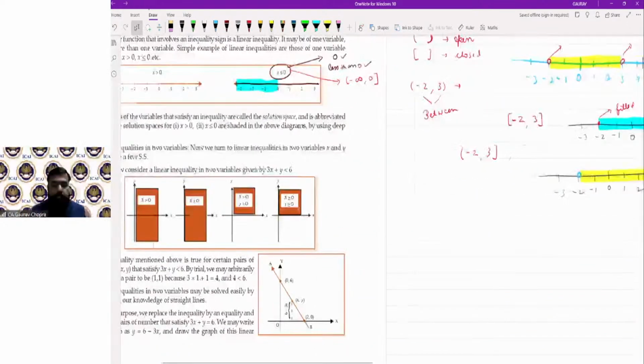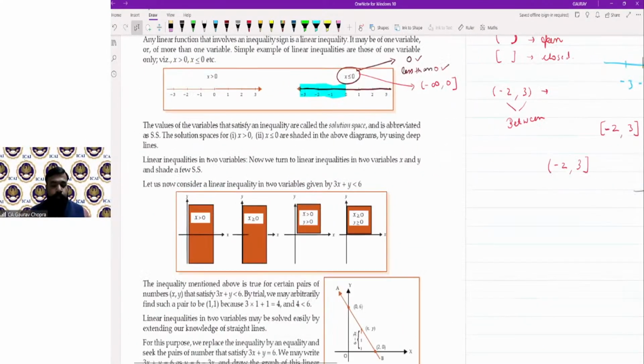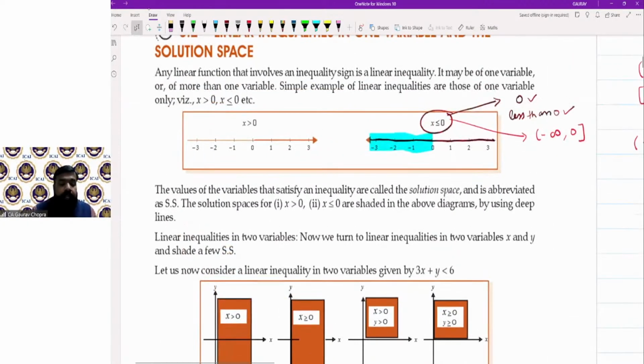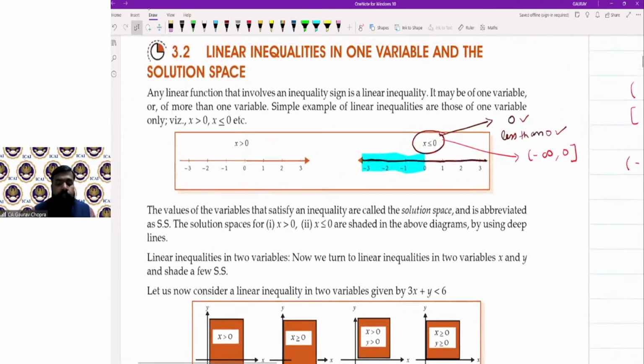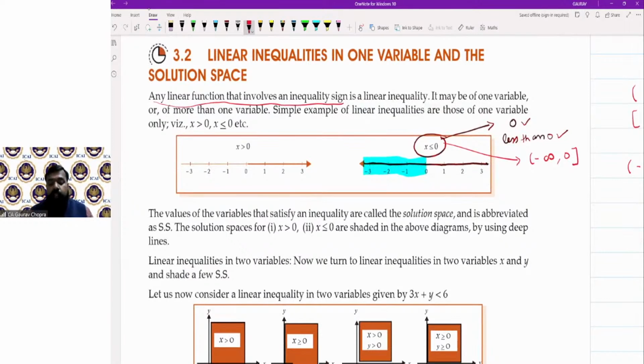So let me explain again from here also. Any linear function that involves an inequality sign is a linear inequality, and it may be of one variable or more than one variable. So the simple example is x greater than 0. Now you can see the sign is only greater than, the equal to sign is not there. So 0 will not be included.